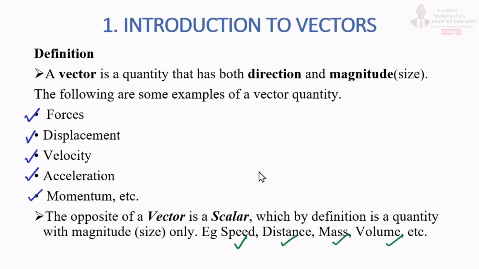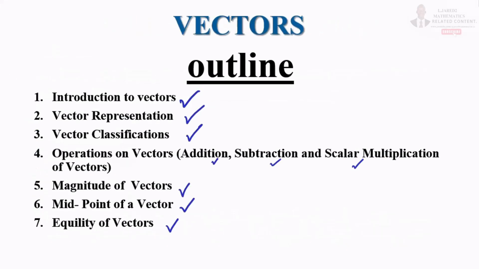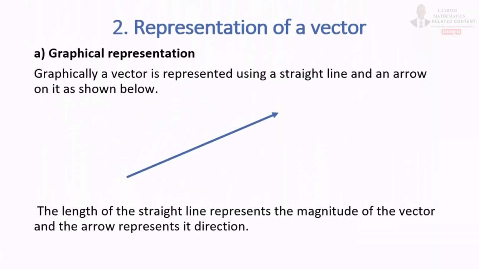So as we are talking of vectors, how do we represent vectors? That means we jump over to theme number 2, which talks about vector representation. We have part A. Graphically, we can represent a vector using a straight line and an arrow on it, as shown below.